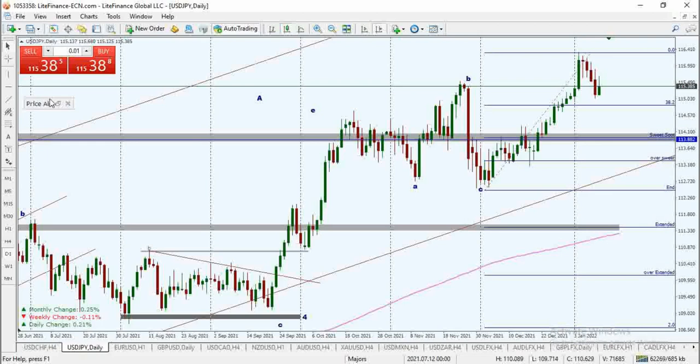113882. Okay, so this territory here is where I want to look for the next buying opportunities for USDGBP. So that's with that.